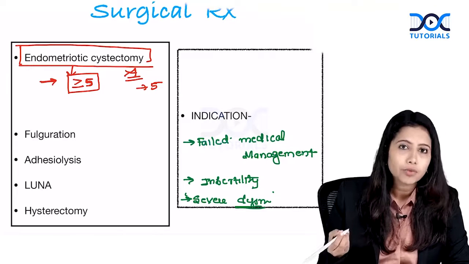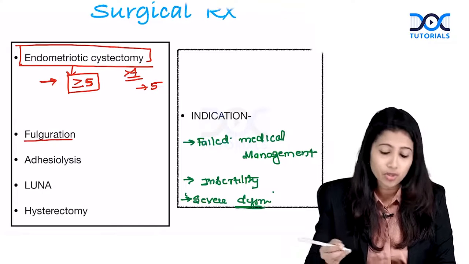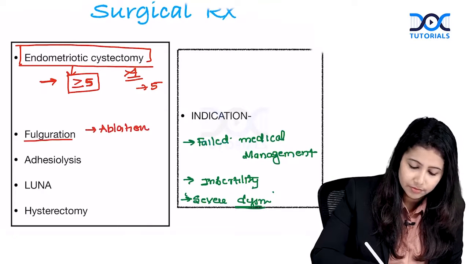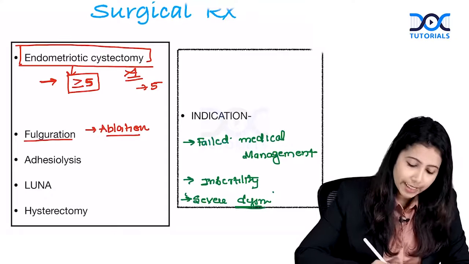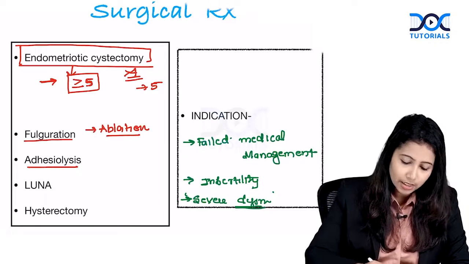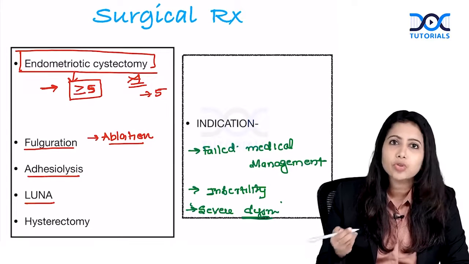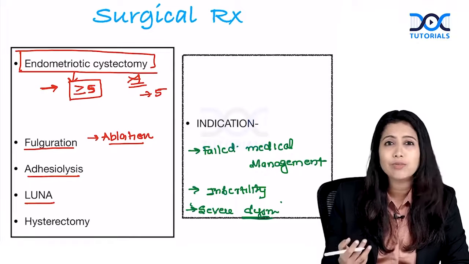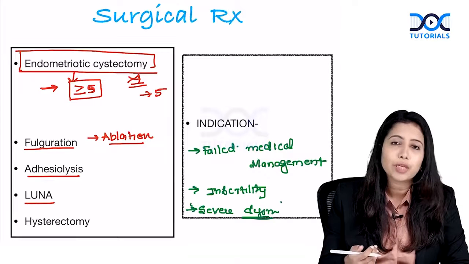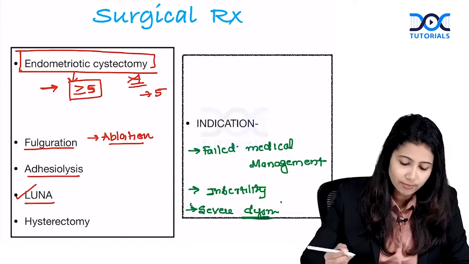The other surgeries involve either fulguration. Fulguration basically means the ablation of the endometriotic deposits. Adhesiolysis basically means the removal of the adhesions that are associated. We can go for another surgery, that is LUNA. LUNA is laparoscopic uterosacral nerve ablation. You understand that the pain which is seen here is severe. So, we can basically ablate the nerves that are causing so much pain. So, this procedure is known as laparoscopic uterosacral nerve ablation or LUNA.